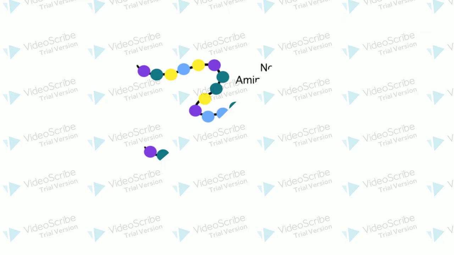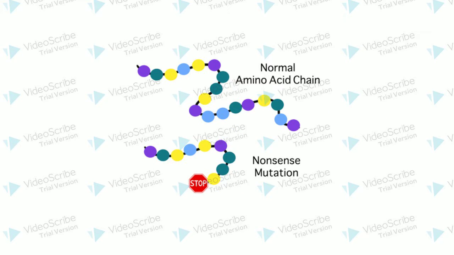A nonsense mutation occurs when an error results in a stop codon, which will cause early termination of the polypeptide chain. This will result in an incomplete protein and will be detrimental to the function of the protein, especially if it occurred early on in translation.